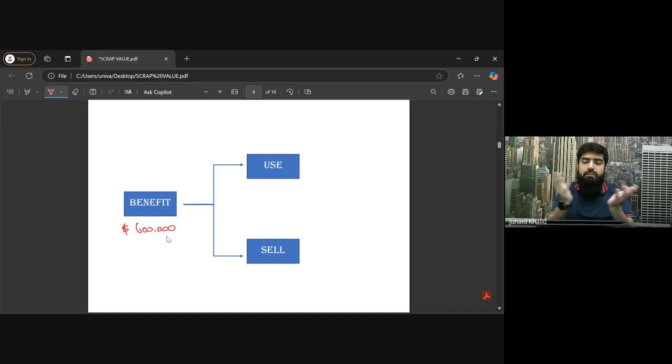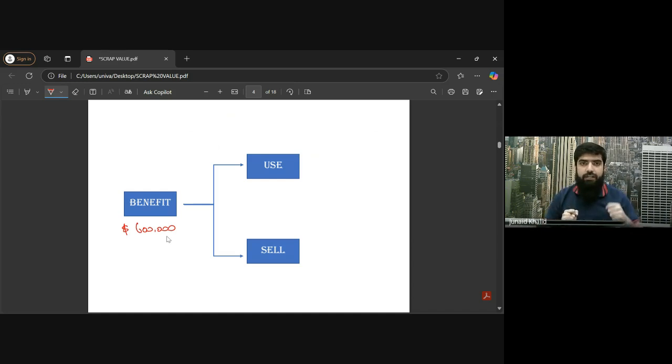Why? Because the definition of an asset is quite simple and straightforward: assets are resources controlled by the entity from which future benefit is expected. It means you will be taking the benefit from that particular asset. So if I bought an asset, property, plant and equipment, for $600,000, I will get the benefit of $600,000. Now, we all know that the benefit can be abstracted.